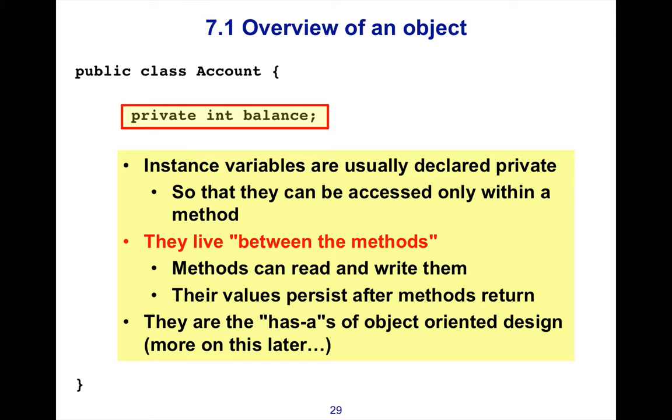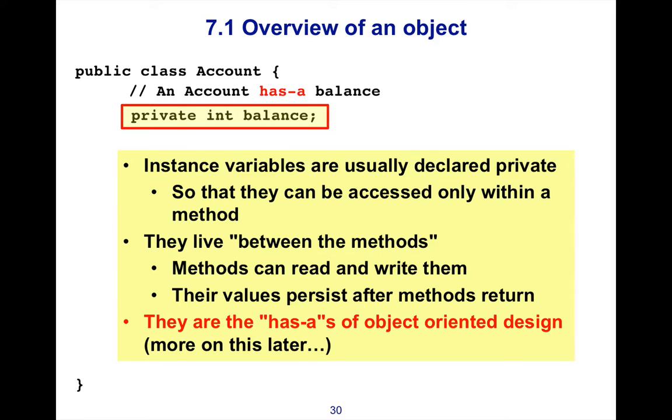In terms of object design, if I'm telling you a story about an object, these instance variables are often called the has-as of object design, as in an account has a balance, a person has a height. And these stories can be directly translated almost always into instance variables wherever you hear the word has-a.